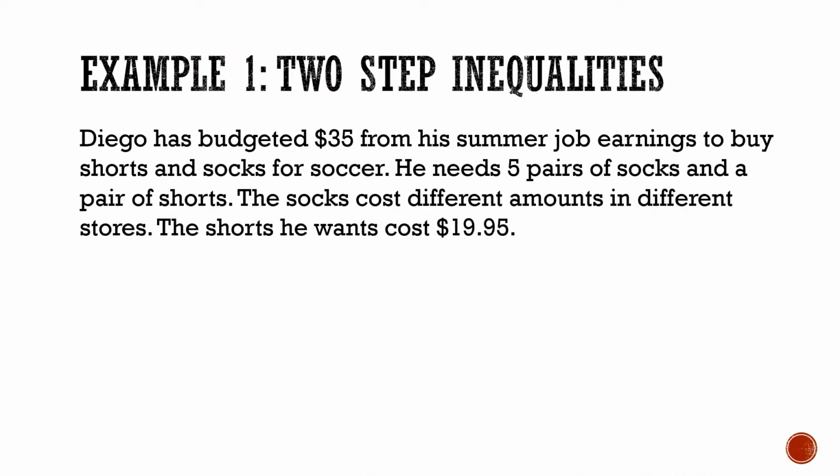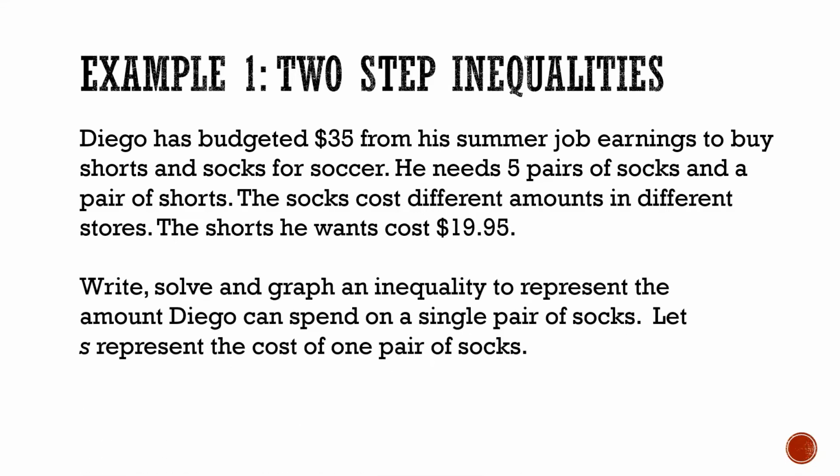Example 1, two-step inequalities. Diego has budgeted $35 from his summer job earnings to buy shorts and socks for soccer. He needs 5 pairs of socks and a pair of shorts. The socks cost different amounts in different stores. The shorts he wants cost $19.95. Write, solve, and graph an inequality to represent the amount Diego can spend on a single pair of socks.